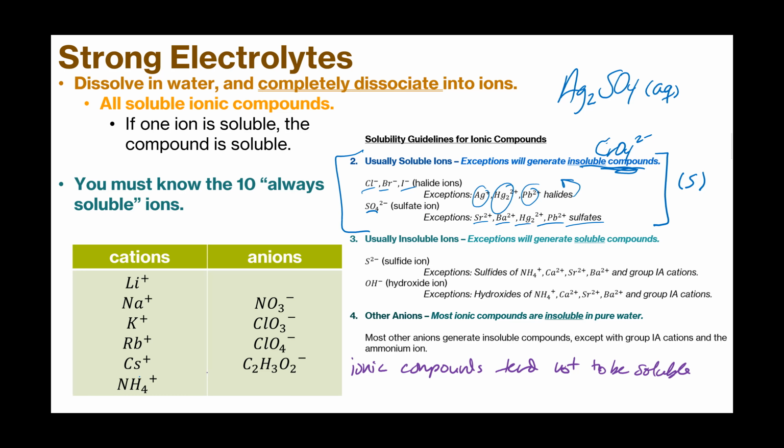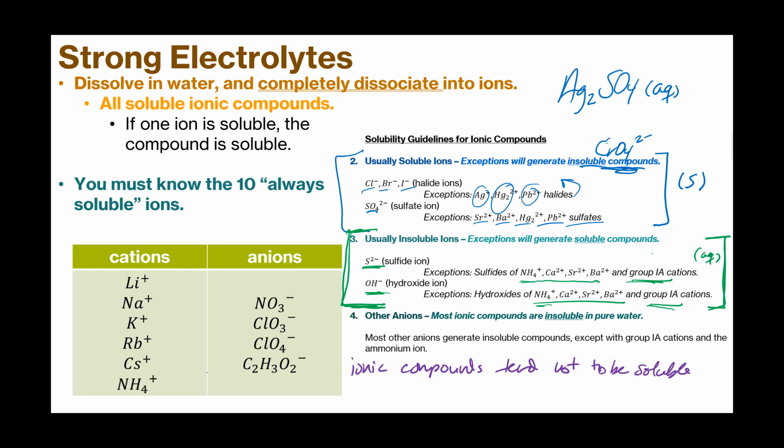The other two examples here on our list are usually insoluble. And so their exceptions will generate things that are aqueous. And those are sulfide things and hydroxide things. The nice thing about these two is their exceptions are all the same thing. Ammonium, calcium, strontium, barium, and group 1A are soluble. What's nice about these is that ammonium and the group 1As are always soluble, and so we don't have to stress about that. Just calcium, strontium, and barium tend to be soluble with hydroxides and sulfides.